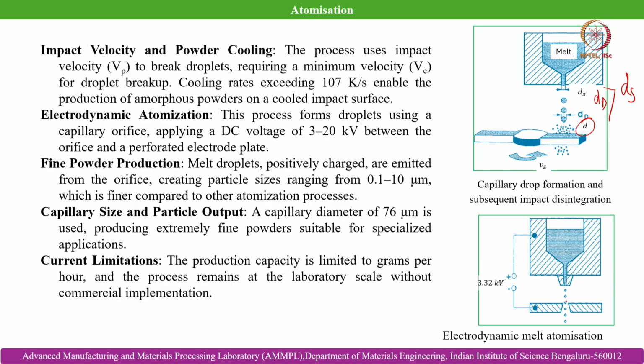Positively charged melt droplets are emitted from the orifice, creating particle sizes in the range of 0.1 to 10 micrometer, which is finer compared to other atomization processes. So the benefit of electrodynamic atomization is that we can go for finer particle sizes of the powders. A capillary diameter of 76 micrometer is used, producing extremely fine powder suitable for specialized applications. However, the limitation of electrodynamic melt atomization is that it is suitable for lab scale applications only, because its capacity is limited to grams per hour.